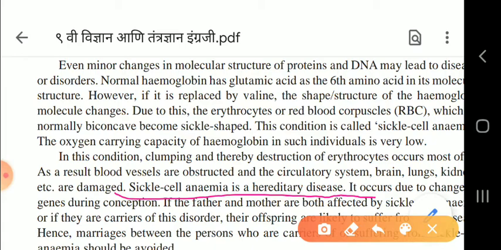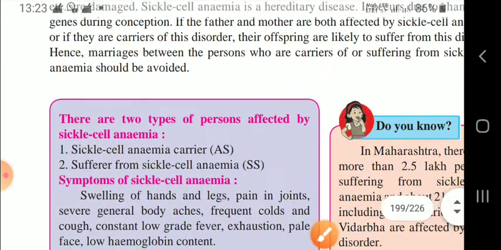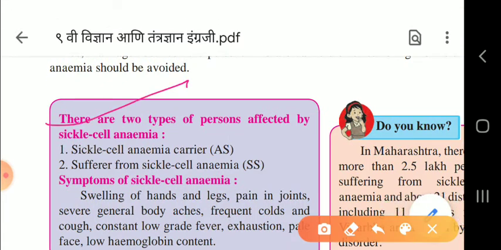Now, you can see here, children, there are two types of persons affected by sickle cell anemia. Sickle cell anemia carrier, that is AS, and sufferer from sickle cell anemia, that is SS. Symptoms of sickle cell anemia are swelling of hands and legs, pain in joints, severe general body pain, frequent cold and cough, constant low grade fever, exhaustion, low hemoglobin content, etc.